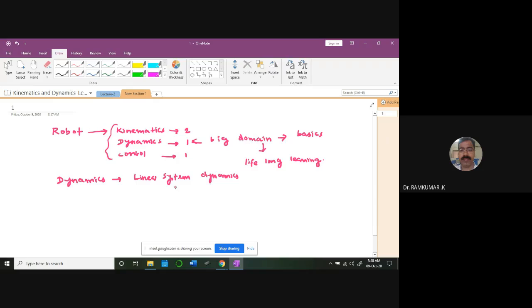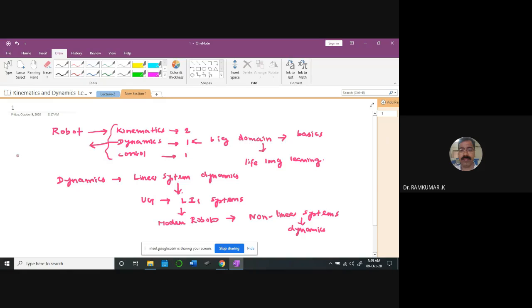So the linear system dynamics is something you would have got introduced to at your undergrad level. Okay? Particularly LTI systems. Okay. But when it comes to modern day robotics, we'll be mostly dealing with non-linear control theory, particularly at research level. Non-linear systems and dynamics.